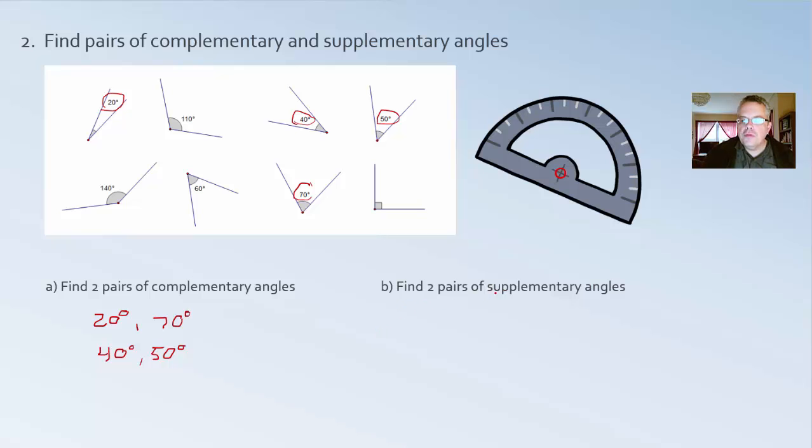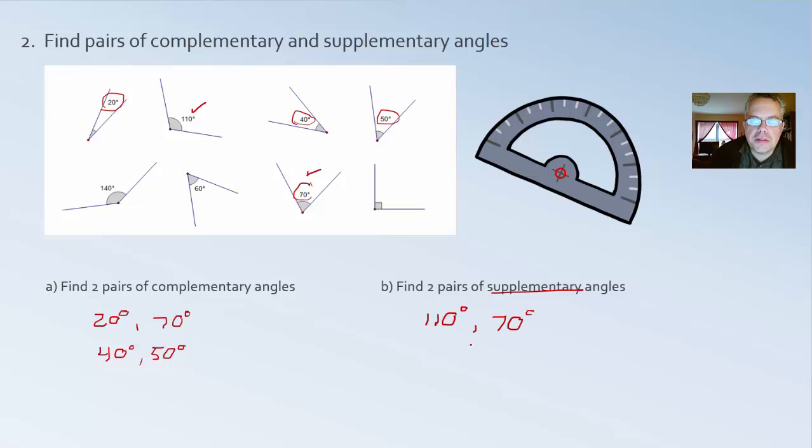Okay, we want to find two pairs of supplementary angles. Supplementary angles add to 180. So let me look around. I've got 110 here, and what would add to 180? Well, 110 plus 70 would add to 180. So these two angles I check marked would be supplementary. Their measures add to 180. So we've got 110 degrees and 70 degrees.